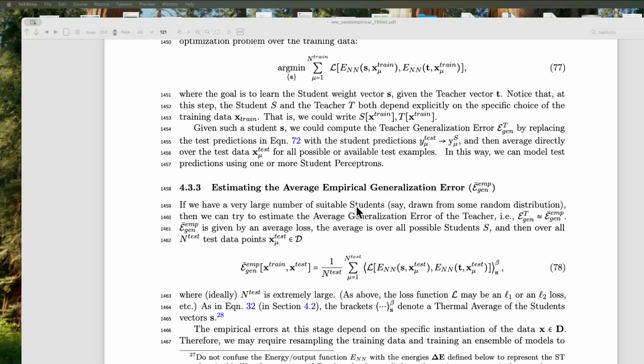So if we have a very large number of suitable students, say drawn from some random distribution, we can try to estimate the average generalization error of the teacher.